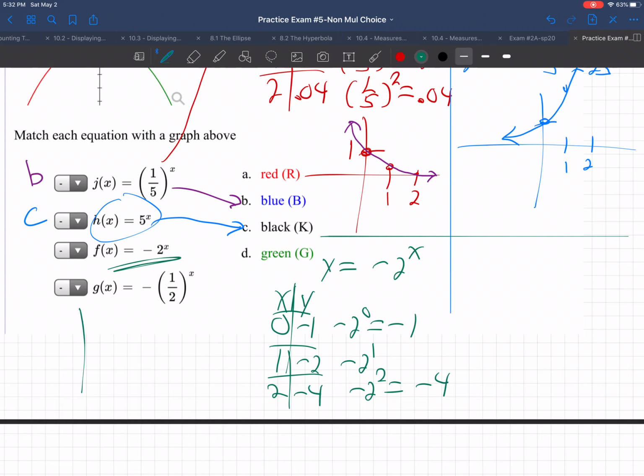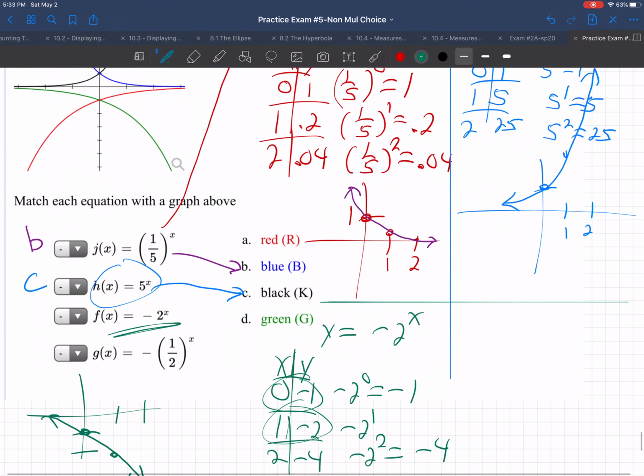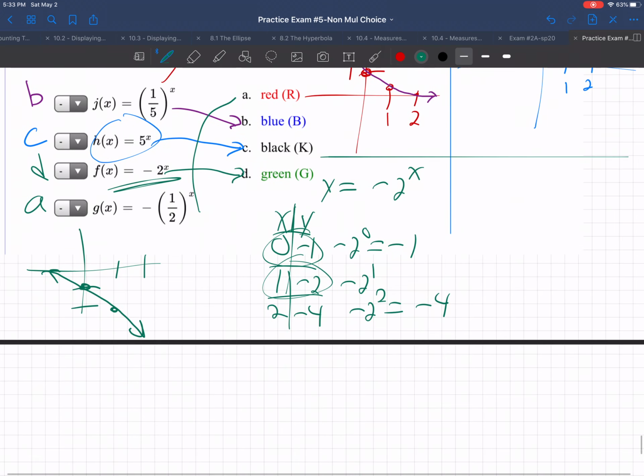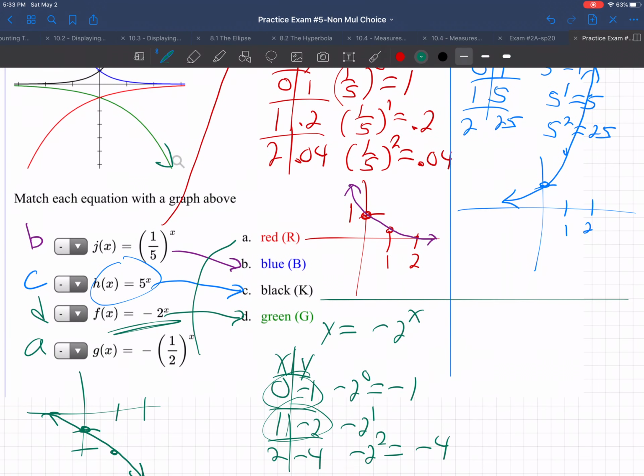Minus 4. So what does that graph look like? Over 0, down 1. Right? Over 1, down 2. Over 2, down 4. So it's going down very fast to the right. So it's got to be that green one. So it's got to be D. That's matching with the green one. And so then the last one, that's got to match with the red one. So that's how they go, B, C, D, A, like that.